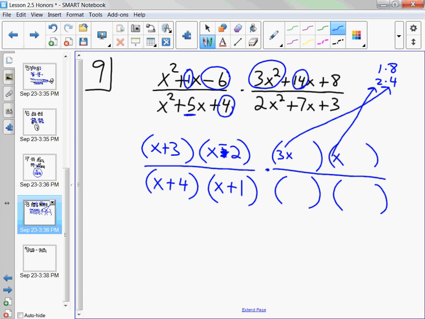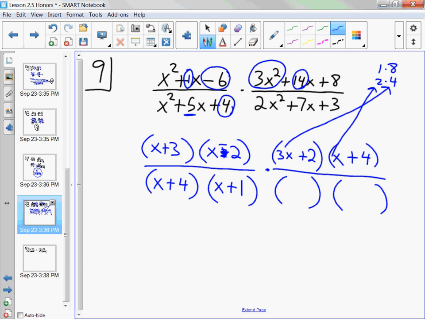So I'm going to times 3 by 4, which means 4 has to go in the opposite binomial as the 3x, as well as this 2 is going to be times by the 1x, so it has to go in the opposite binomial, so the plus 2 goes here. So I have 3x plus 2 times x plus 4.